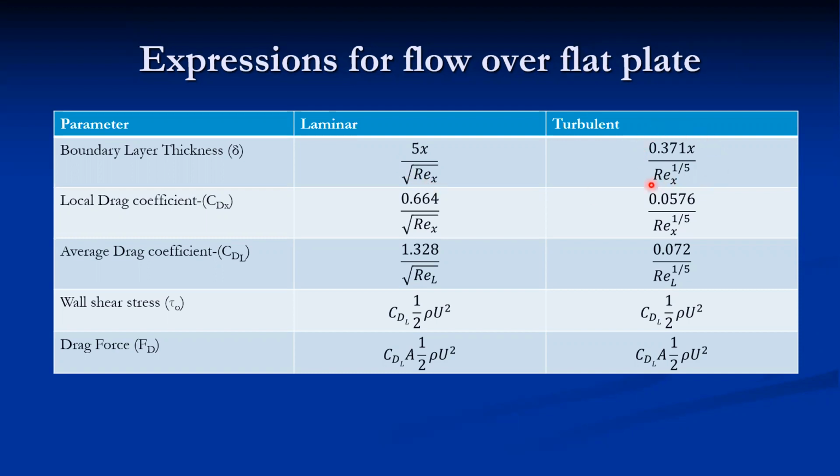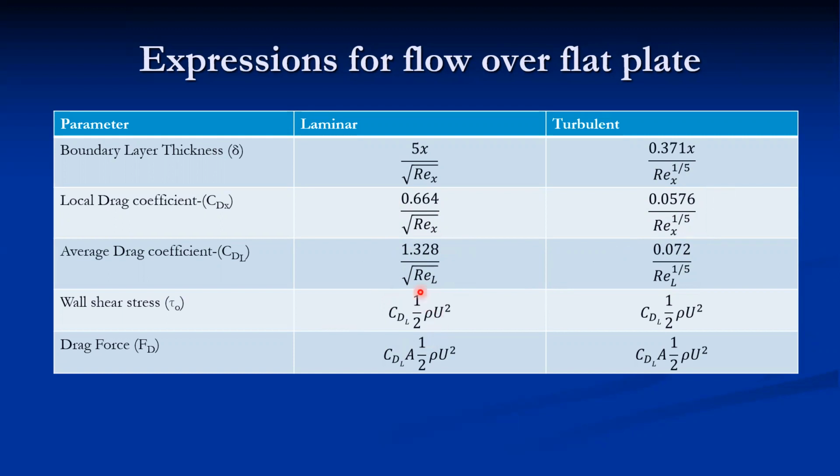This is the formula for turbulent flow for boundary layer thickness, which is 0.371 x upon Rex raised to 1 by 5. Local drag coefficient is required for calculation of shear stress or frictional drag. So the formula is 0.664 upon under root Rex. And on the other side, this is the formula for turbulent flow. This is the average drag coefficient for laminar flow, and this is for turbulent flow.